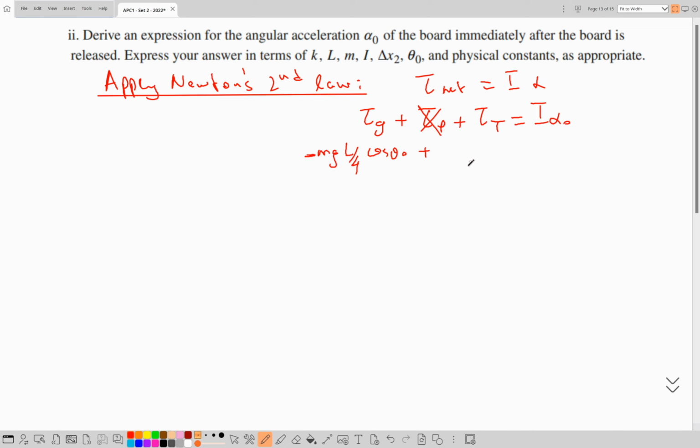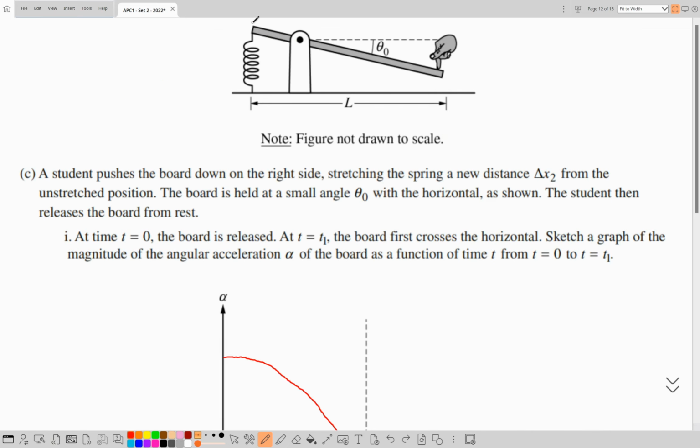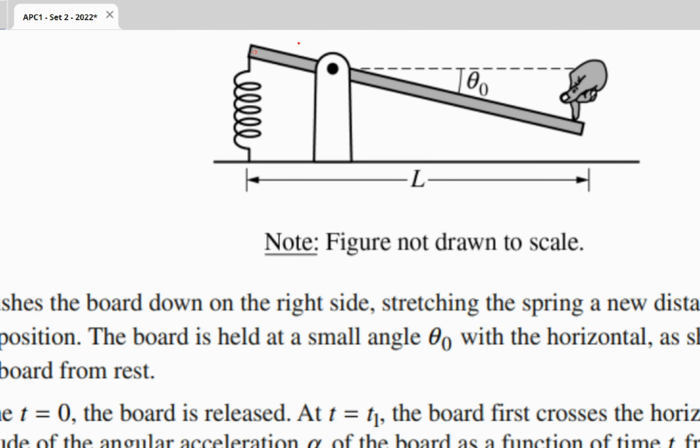Now what about the torque provided by the tension? Again, we need to refer to the figure. So basically that's the radial direction, that's the tangential direction, and that's the force provided by the tension.